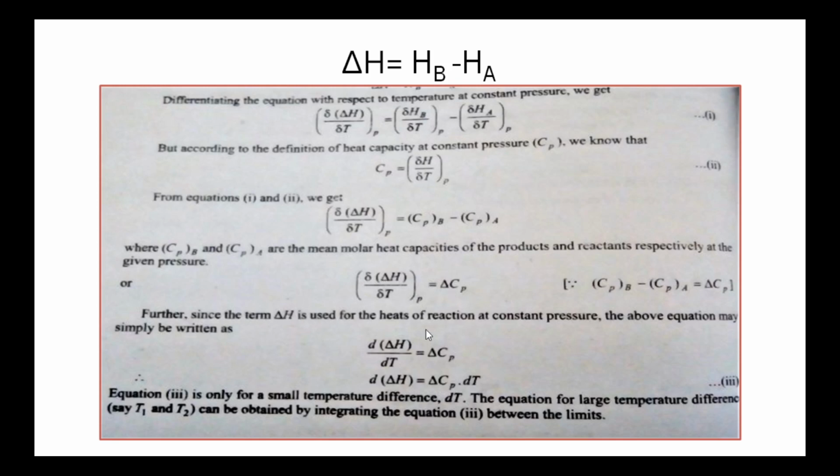Since the term delta H is used for heats of a reaction at constant pressure, the above equation may also be written as d of delta H by dT is equal to delta Cp. So by taking the dT value to the right hand side, this equation becomes d of delta H is equal to delta Cp into dT. The d of delta H and dT are small changes. To get a large change, we can integrate this equation between the limits delta H1 and delta H2 and temperature limits T1 and T2.